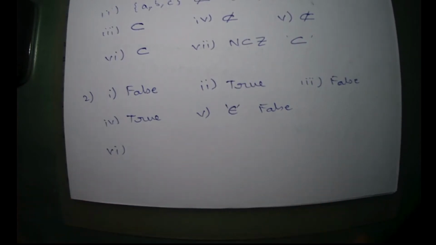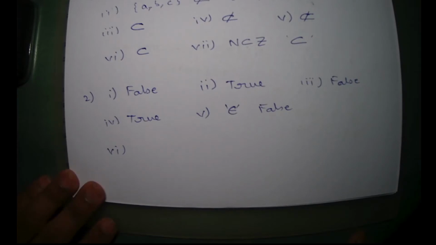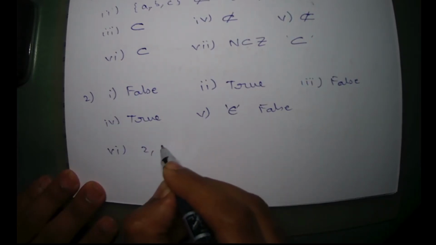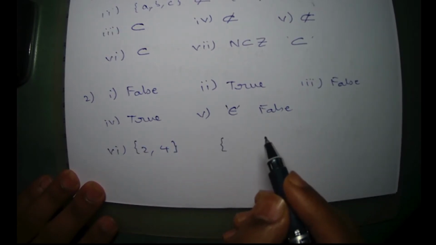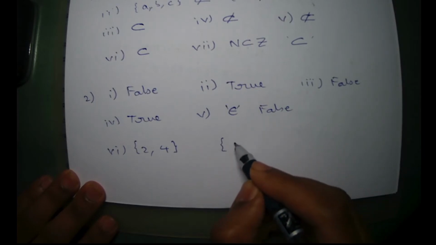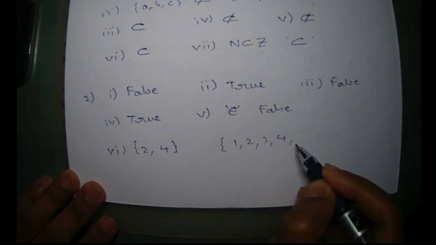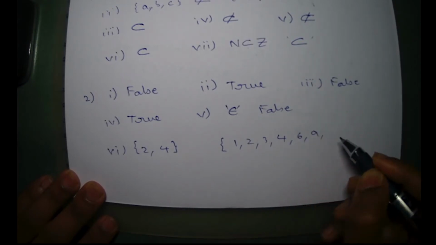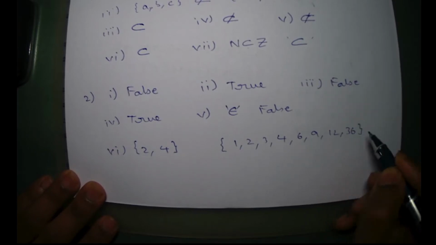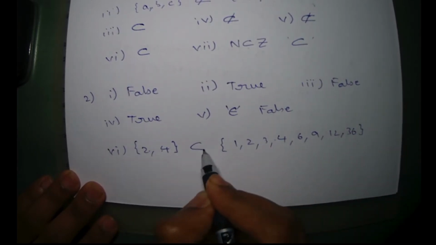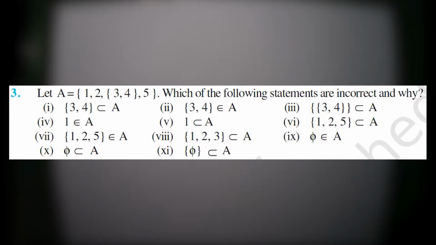The sixth question, X is an even natural number less than 6 and X is a natural number which divides 36. Even natural numbers less than 6 are 2 and 4. So this is the first set, and the second set is natural numbers which divide 36. Numbers which divide 36 are 1, 2, 3, 4, 6, 9, 12 and 36. So we see that 2 and 4 are present in this, so the first set is a subset of the second set.